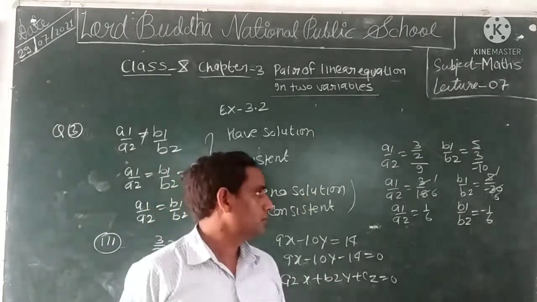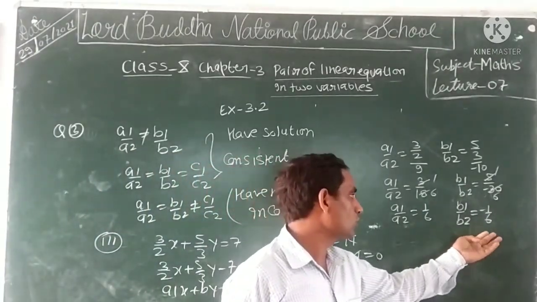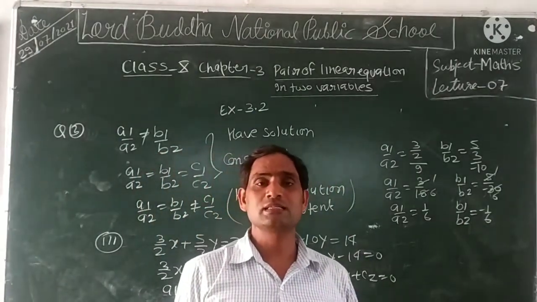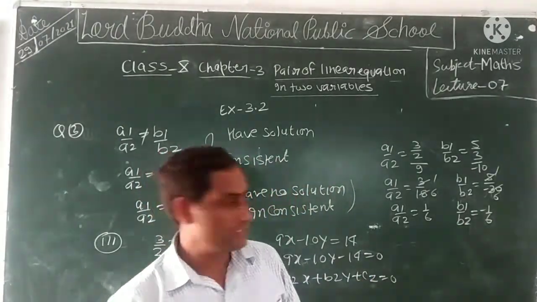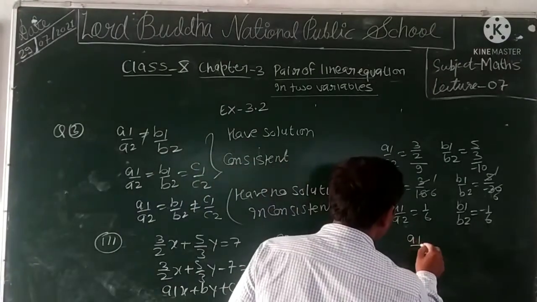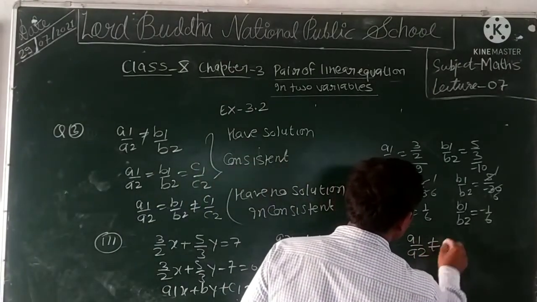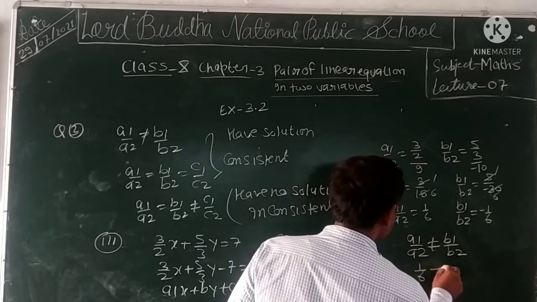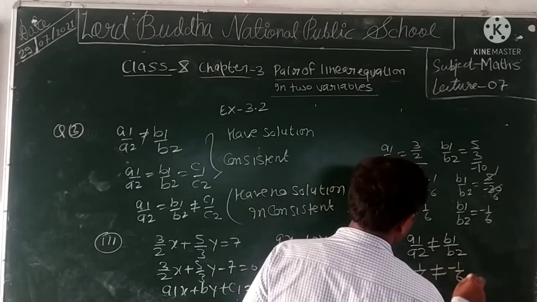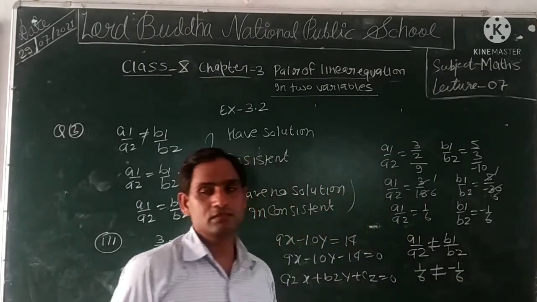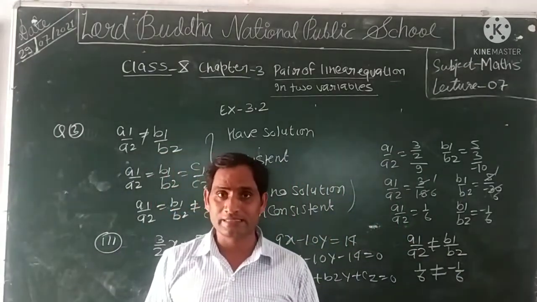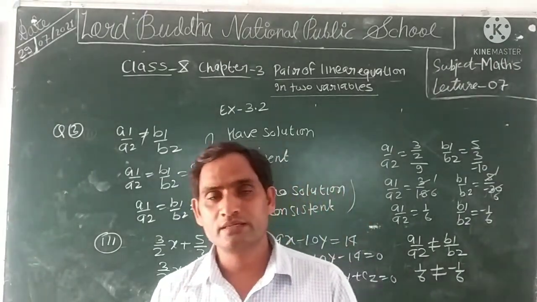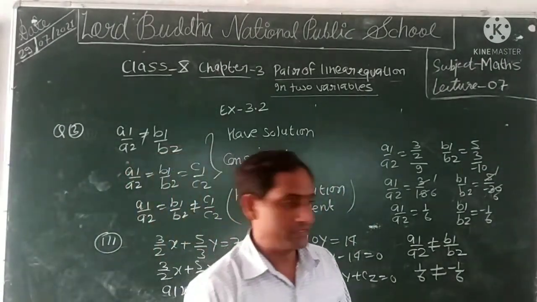Is 1 upon 6 equal to minus 1 upon 6? No, the answer is no. Means a1 upon a2 is not equal to b1 upon b2. Means the graph will be intersecting lines, means it has a unique solution, means that it will be consistent.